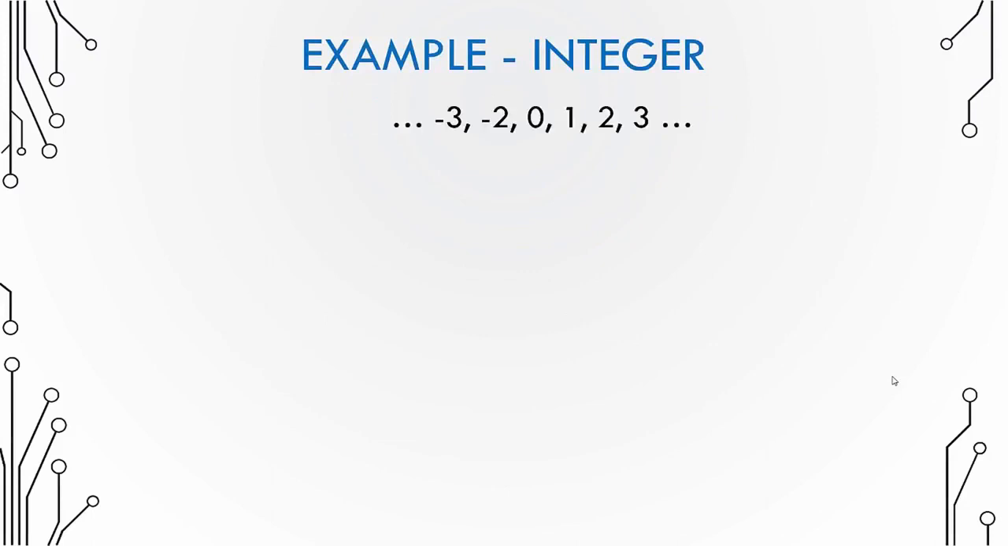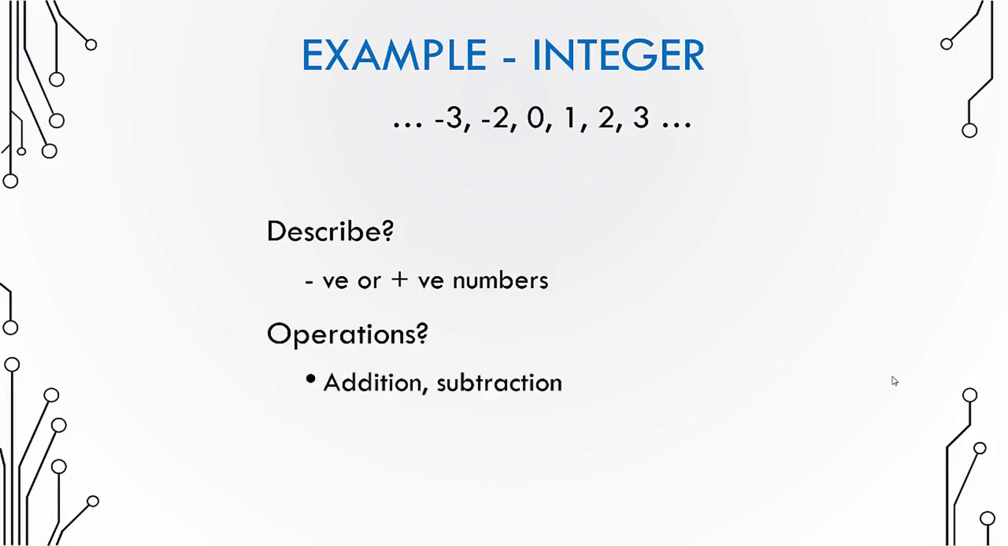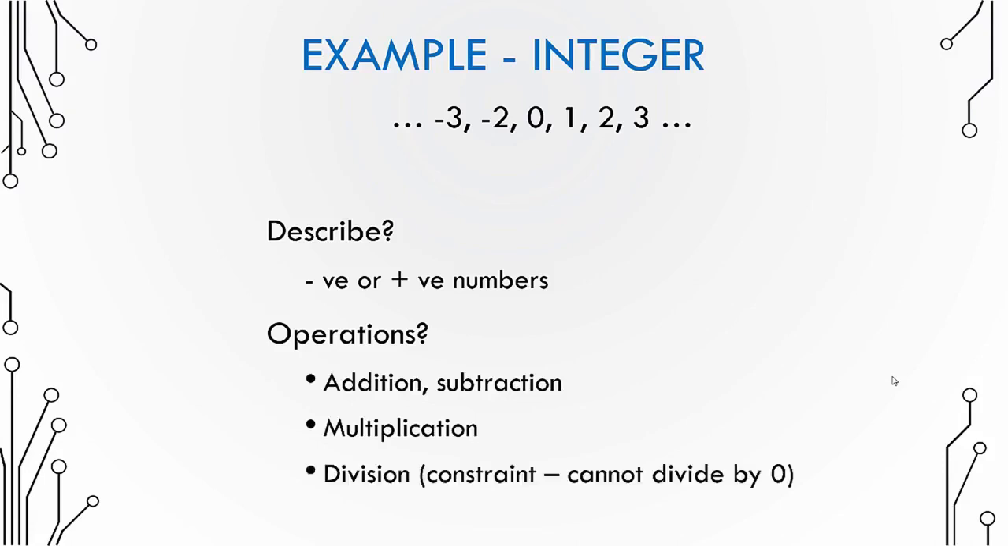We said that abstract data type basically describes the properties and the operations of that type of data. So how would you describe an integer? Well, an integer can be negative or positive. So we have positive and negative numbers as integers. And what operations can be performed on an integer? Well, you can perform addition and subtraction, as well as multiplication and division. Now, abstract data types can also specify constraints on operations. In this case, the constraint is that you cannot divide an integer by 0.